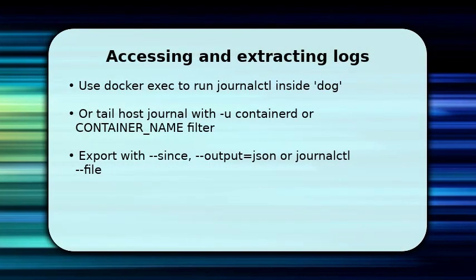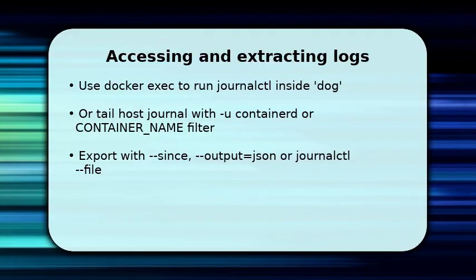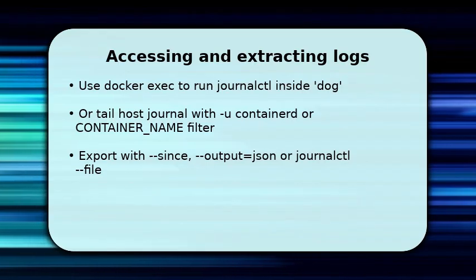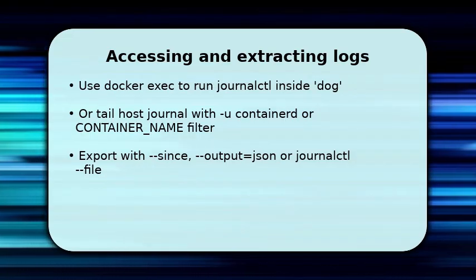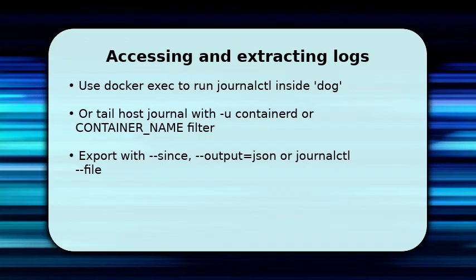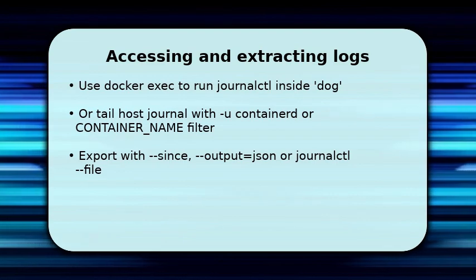Once the environment is ready, run journalctl inside the container. Docker exec dog journalctl your service since 1 hour ago. If you left the journal on the host, use journalctl -o json -u container name or container name equals dog to filter. Use since / until to limit results and output equals JSON for structured export you can parse. If you need a portable file, add file equals /container journal or export to compress JSON for analysis. This gives reproducible, searchable logs.